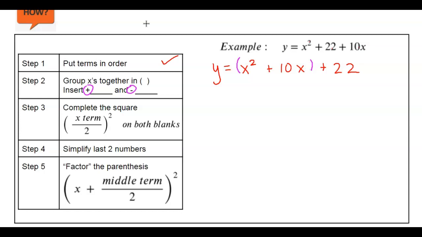So step number 2 is going to be in purple. We get y equals, I'm going to make a big parenthesis, x squared plus 10x. See how that just stays the same. But now I want to add a plus with a blank. I'm going to keep the plus 22 outside the parenthesis, and then I need to subtract a blank. So that's how it's going to balance each other out. So step number 2 is adding your parentheses and your blanks.